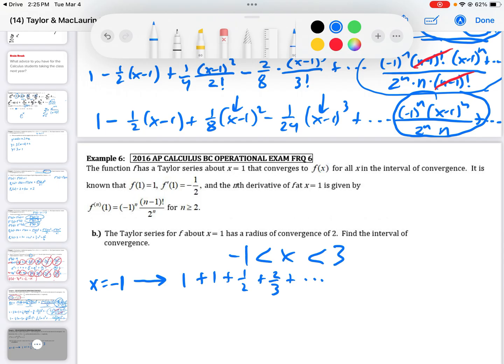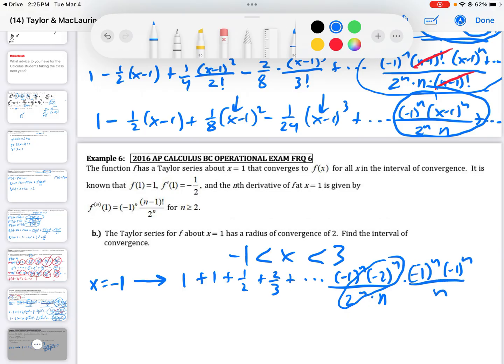If I plug in negative 1 to this general term over here, I get negative 1 to the n. That would be negative 2 to the n over 2 to the n times n, which is just equal to this. So this is basically negative 1 to the n, and then this part makes it another negative 1 to the n over n, which is just going to be 1 over n. So this thing is just a general harmonic series that diverges.